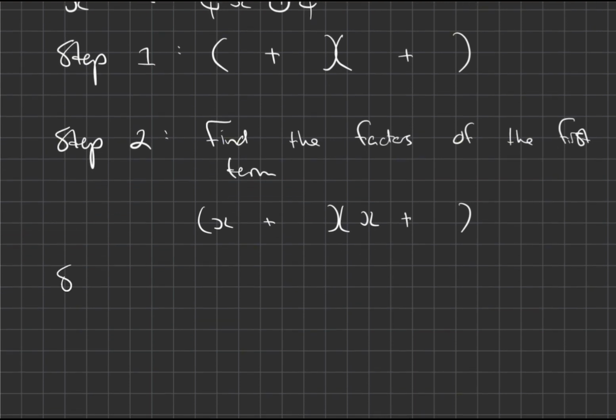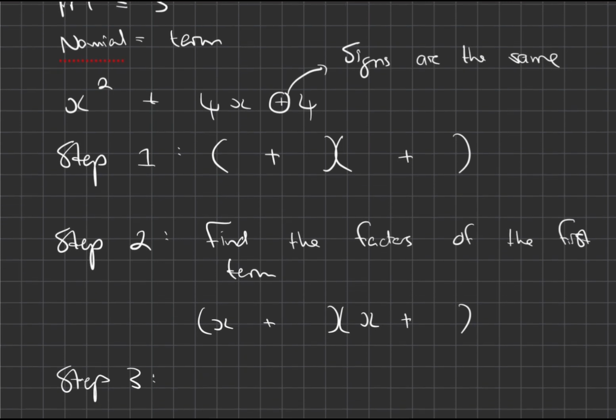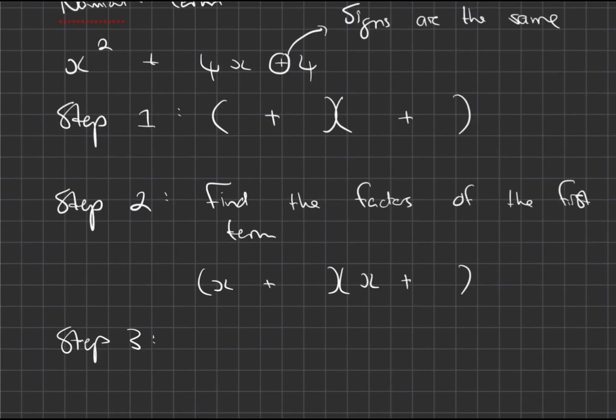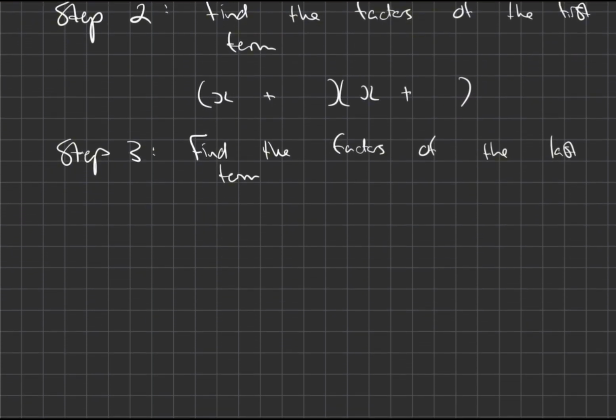Now step three, and this is the step that most people actually struggle with. Step three is to find the factors of the last term. So you look at this term here. So here we say find the factors of the last term. So what are the factors of 4? Let's write them down.